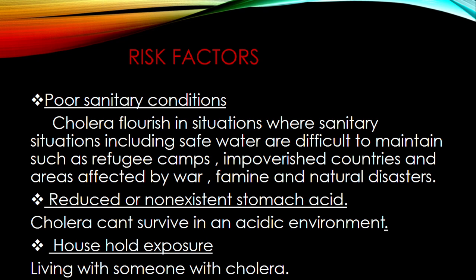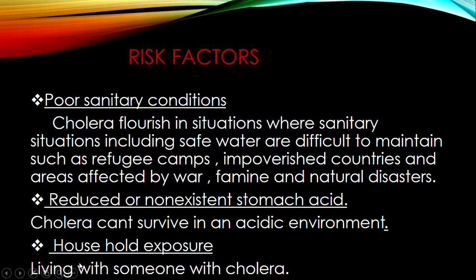The second point is reduced or non-existent stomach acid. This is so because cholera can't survive in an acidic environment. For example, we know that the stomach is acidic, so most of the bacteria, when they enter the stomach, won't survive. But the few that survive are the ones that are going to cause the infection in the intestines.